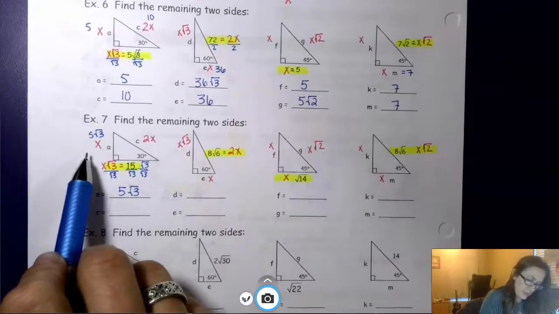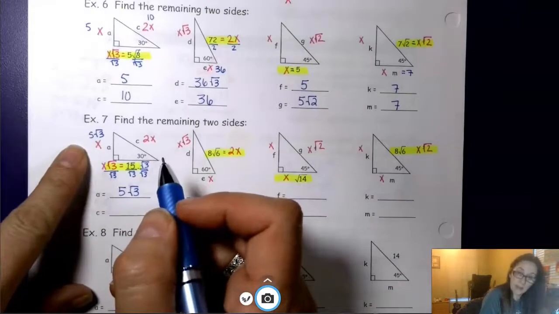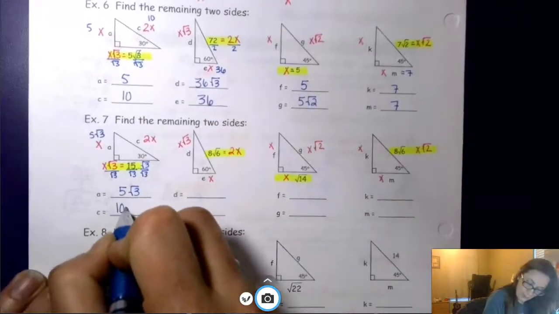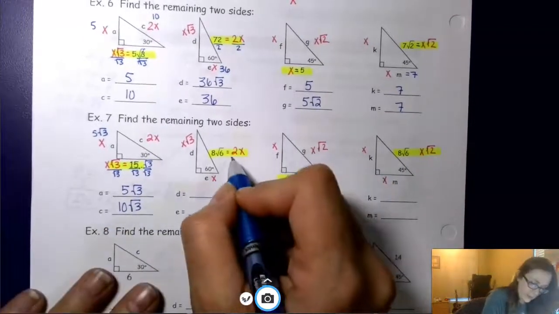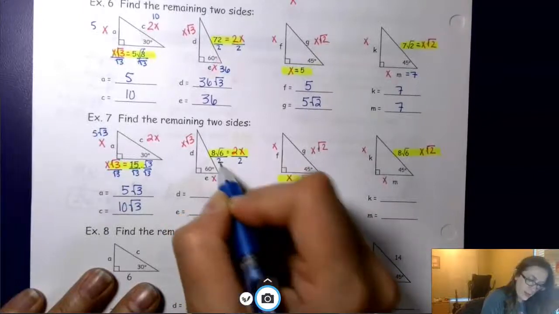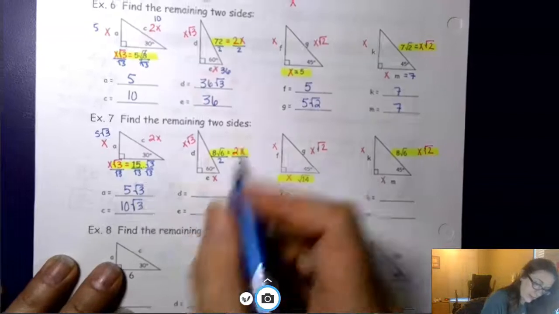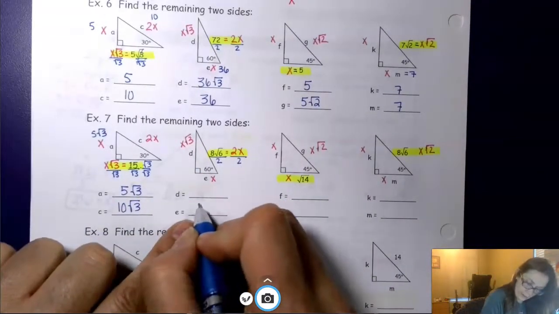Multiply by 2. 5 times 2, and again, you only multiply the constant number, not what's underneath the radical. And end up with 10 root 3. Here, divide both sides by 2. You only divide the 8, you only divide the constant number, not underneath the radical. So I'm going to end up with, and again, E is going to be 4 root 6.